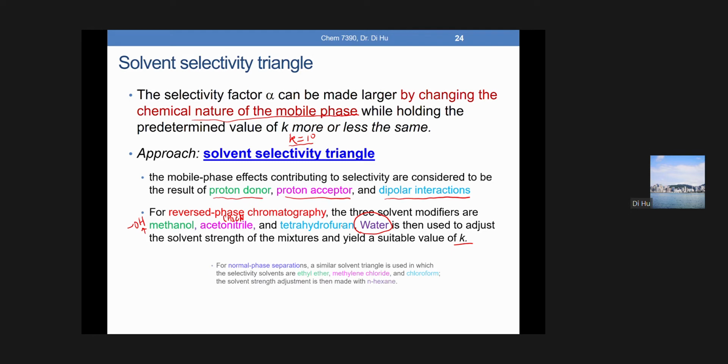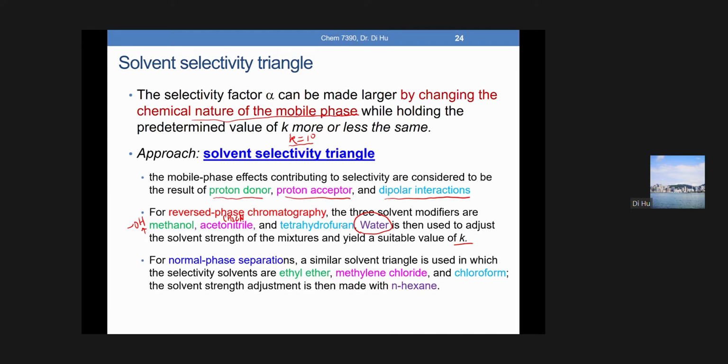How about normal phase separation? A similar solvent triangle is used. But the selectivity solvents are alkyl ether, methylene, corresponding to the proton donor, and methylene chloride, which is proton acceptor, and chloroform. Chloroform is the dipole interactions.